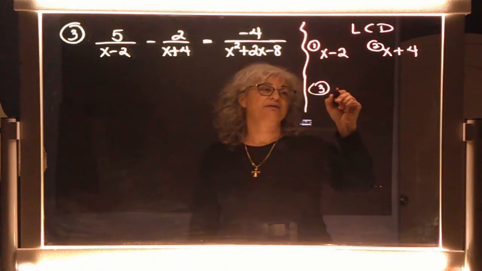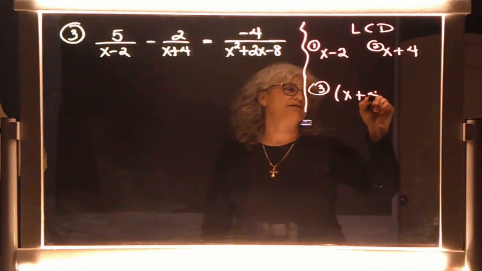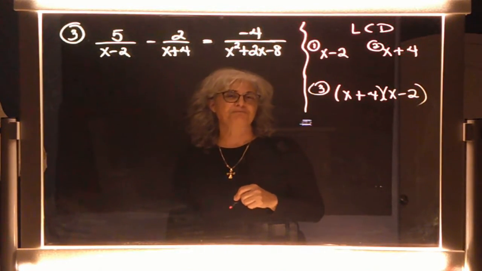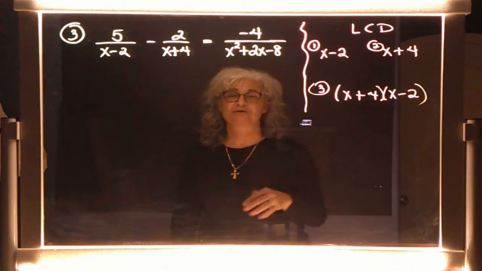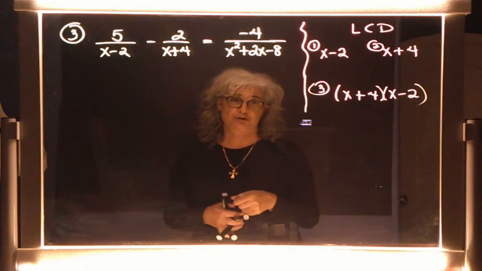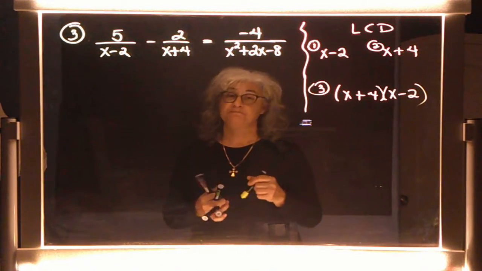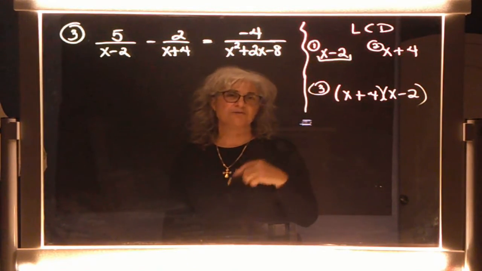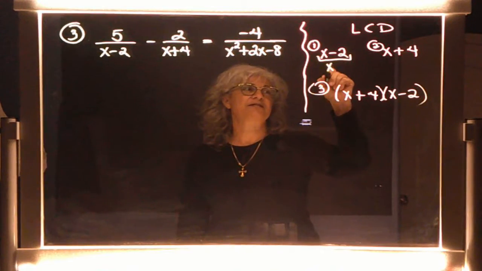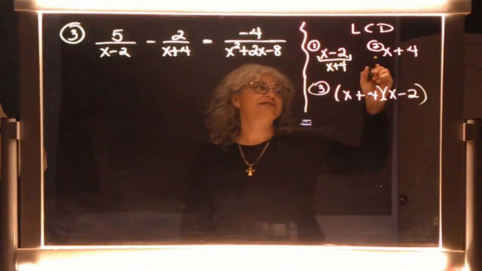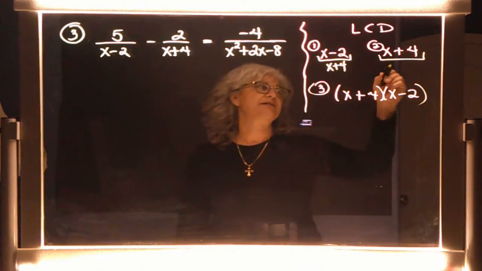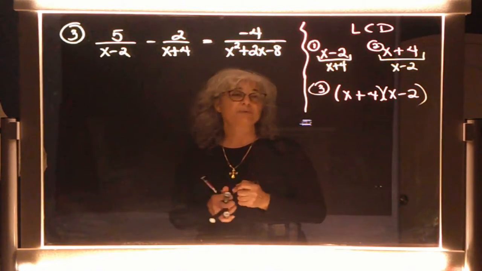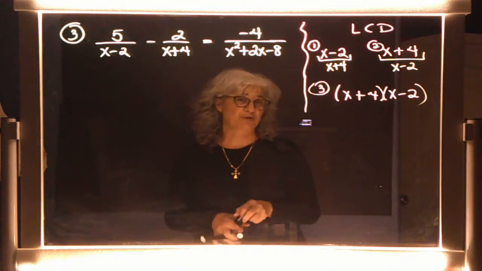Okay, so here's what I got. When I factored it, I got... Did you? Cool. Okay, so here are my three denominators, and I need to make them all look the same, don't I? So, it looks like this first denominator is missing what? Yeah, it's missing the x plus 4, isn't it? And the second denominator is missing the x minus 2. And the third denominator already has both of them, so I don't have to be concerned about denominator 3.